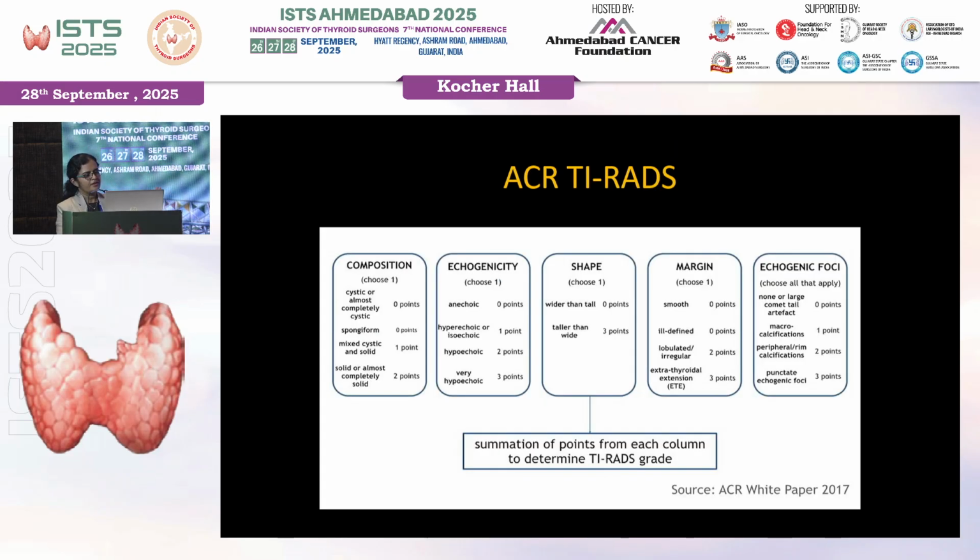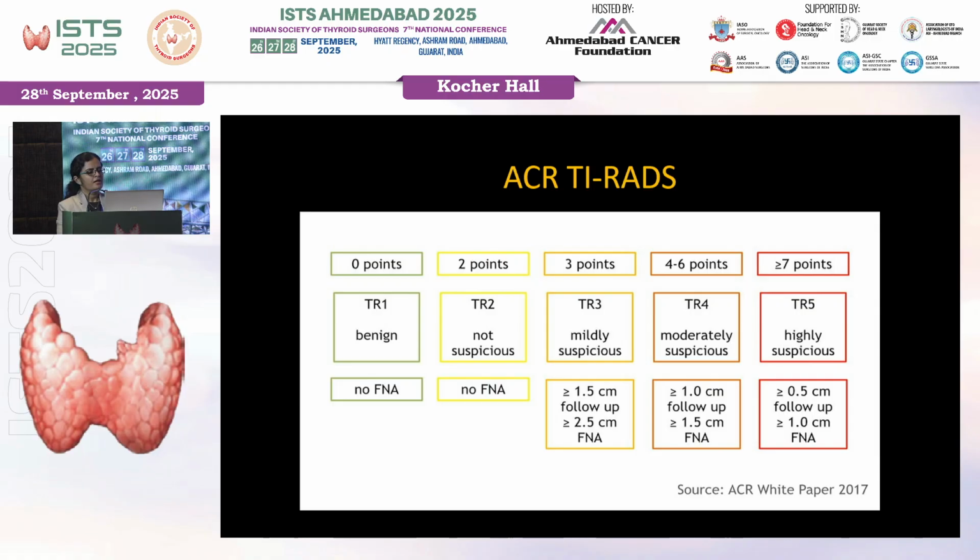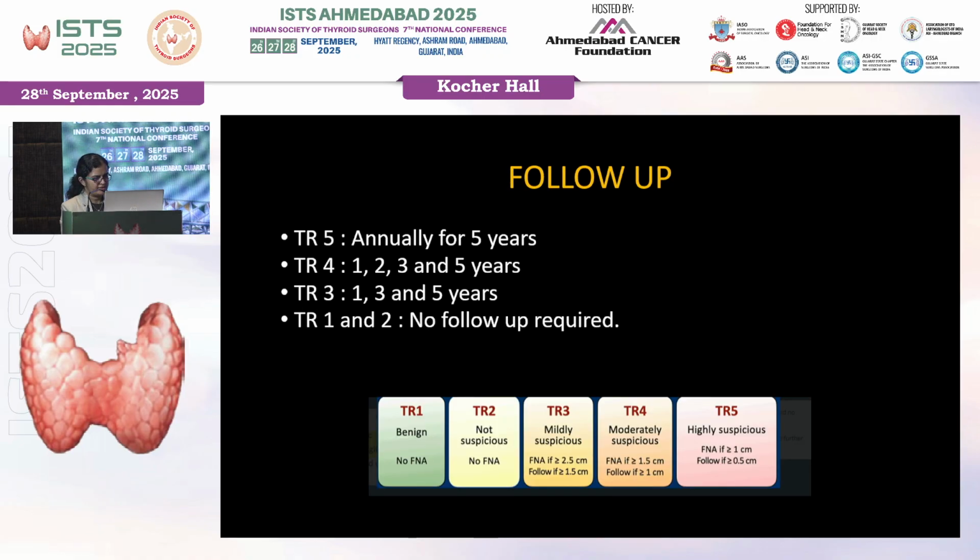So after everything we have done, reported and assigned the points as per the chart, we have to assign the categories. Again, all this is completely available, and the cutoff criteria which are available, that for TR5 you FNA at 1 centimeter, is all on the basis that there is at least a 20% chance that a TR5 nodule would be malignant. For TR4 you FNA at 1.5, follow up at 1, and for TR3 you do FNA at 2.5 centimeter and follow up only if it is more than 1.5 centimeter.